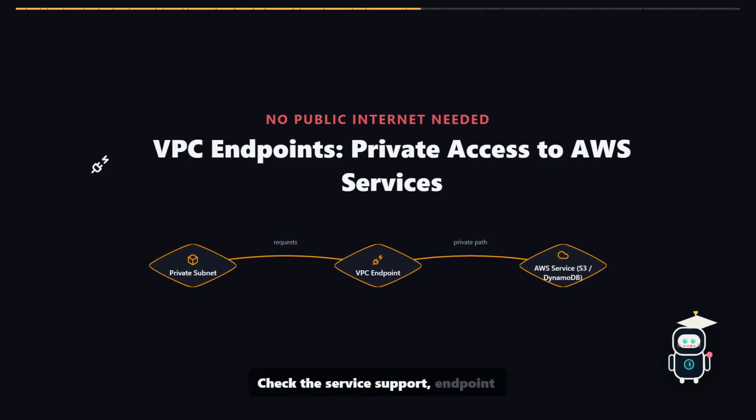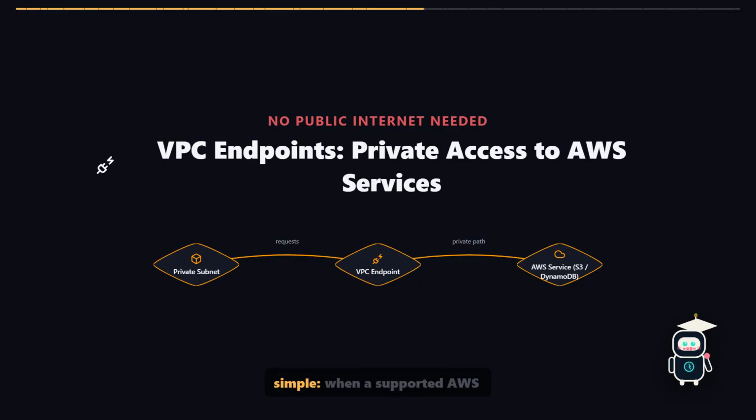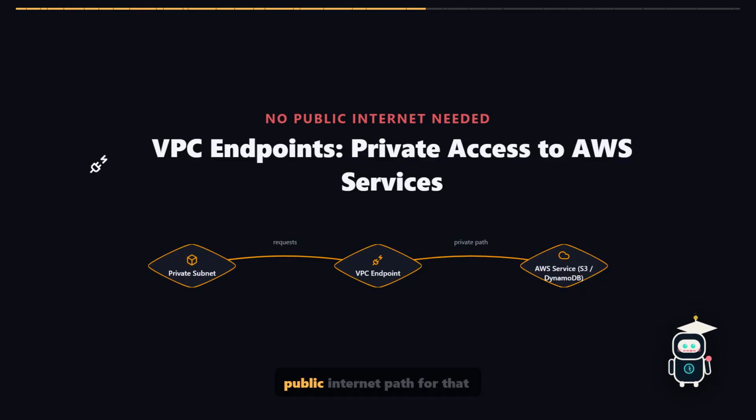Check the service support, endpoint type, security groups, endpoint policy, private DNS setting, availability zone design, and pricing before you create one. The key idea is simple. When a supported AWS service can be reached through a VPC endpoint, your private workload may not need a public internet path for that traffic.